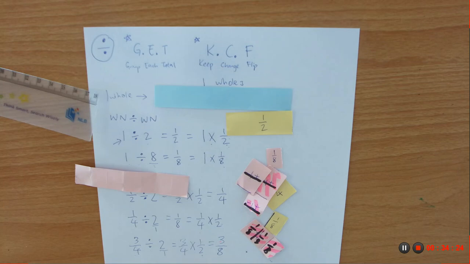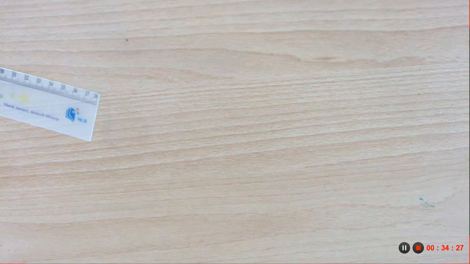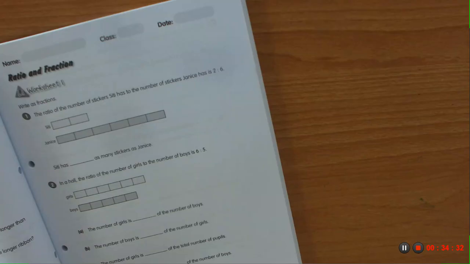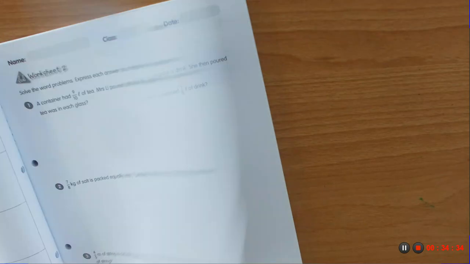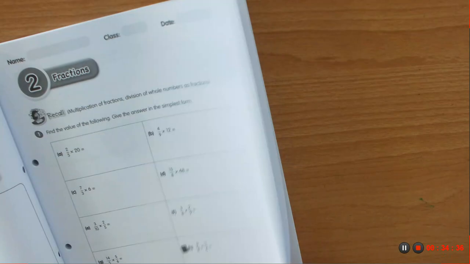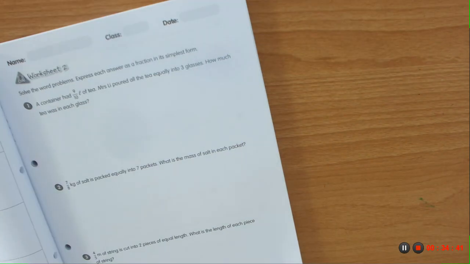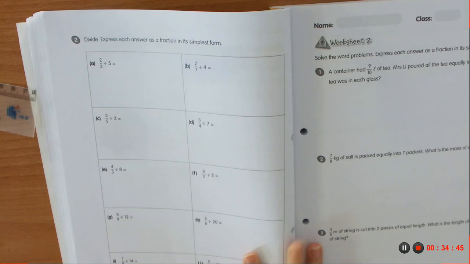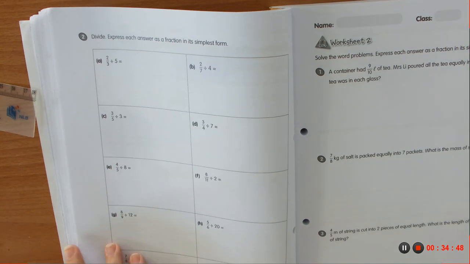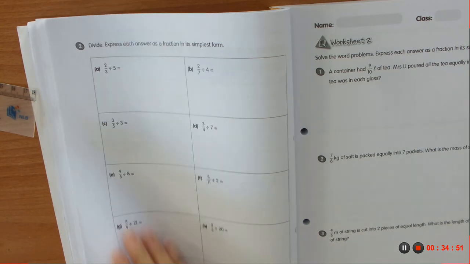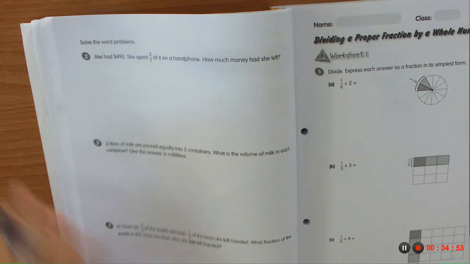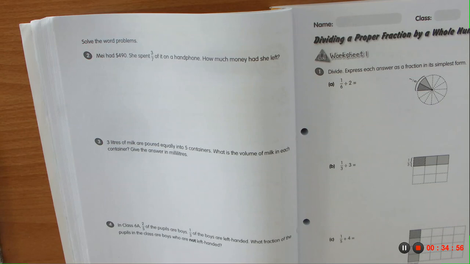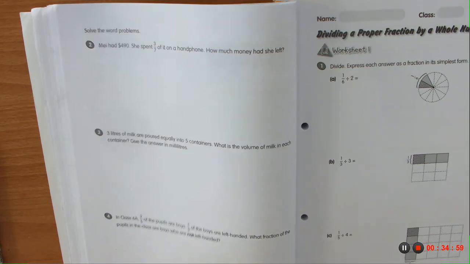Comfortable? Some of you who have learned how to do keep change will probably be faster than your friends. So 1/3. Keep the 1/3. Change the operator, divide becomes times. 1/3 divided by 3/1 becomes 1/3 times 1/3 equals 1/9. The diagram shows how each of them becomes 1/9. This was 1/3, and I divide it into 3 parts. It's the same as multiplying by 1/3. Is this okay?